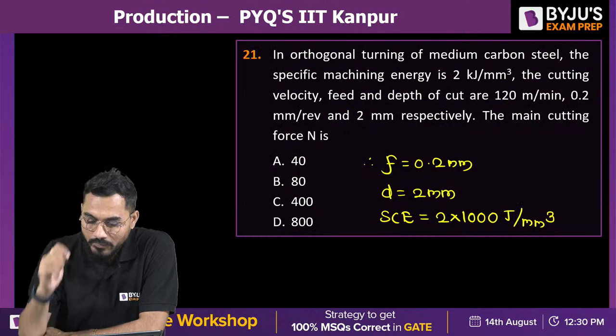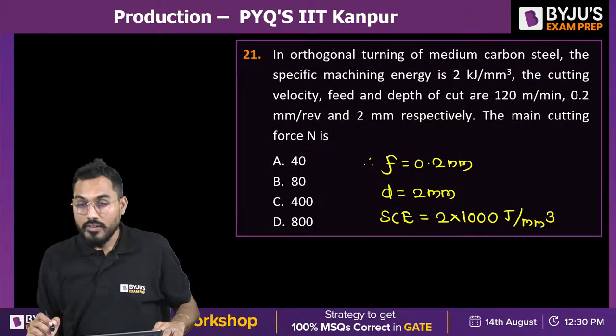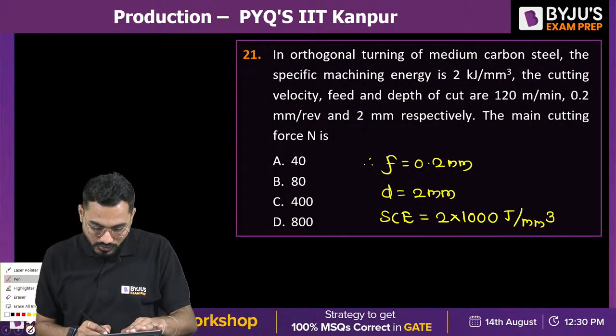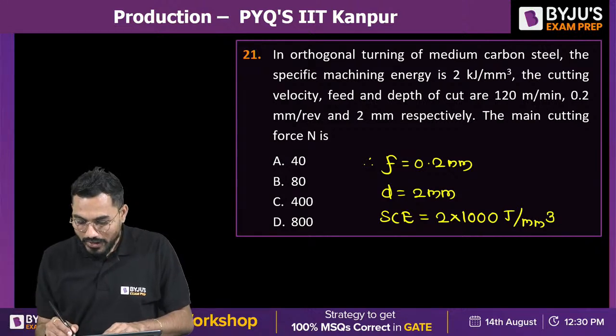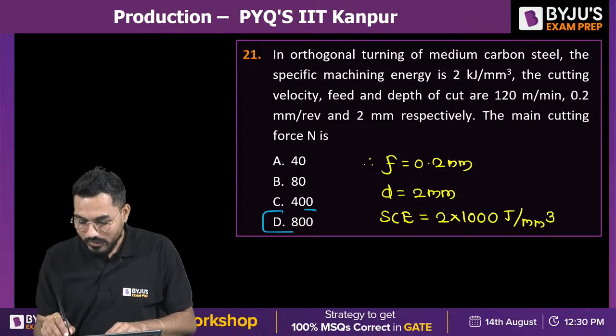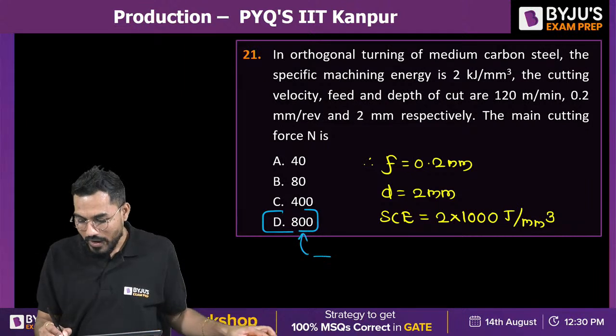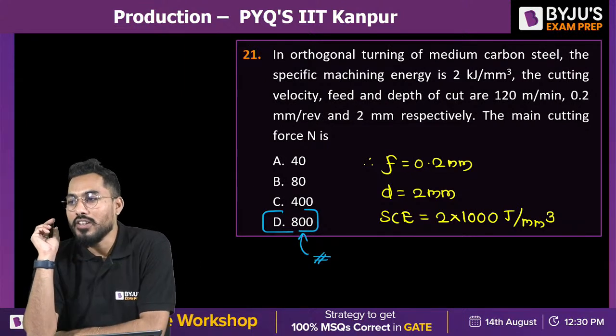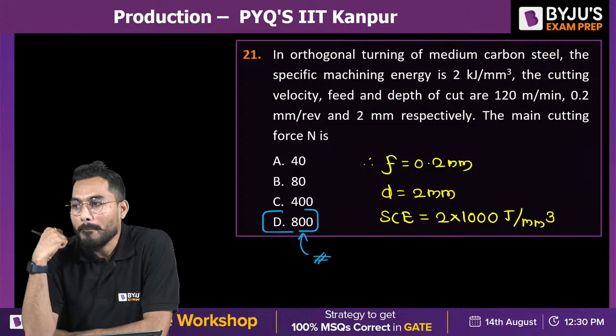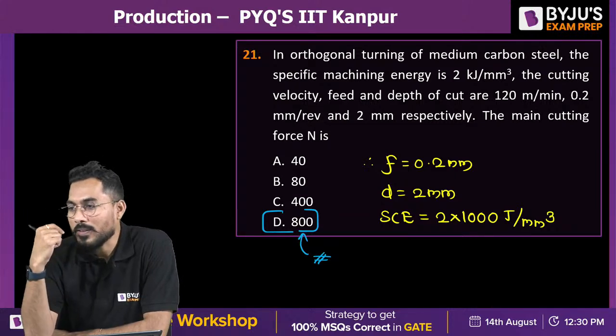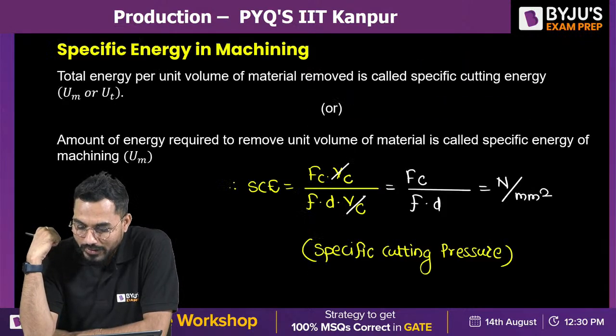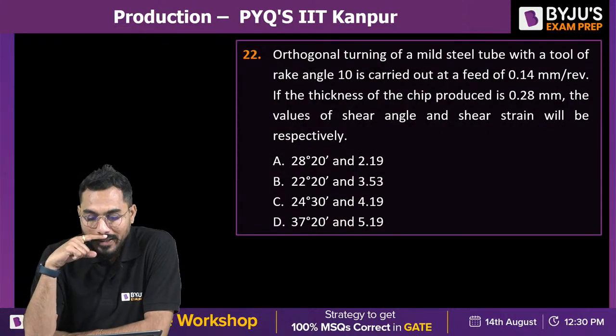Okay, so the answer is exactly equal to 800. Option D is the perfect answer for this. So what is my answer? My answer is exactly equal to option D. Option D is my answer for this particular session. Is it understood? Yes. Okay, fine. So we'll go to the next question.